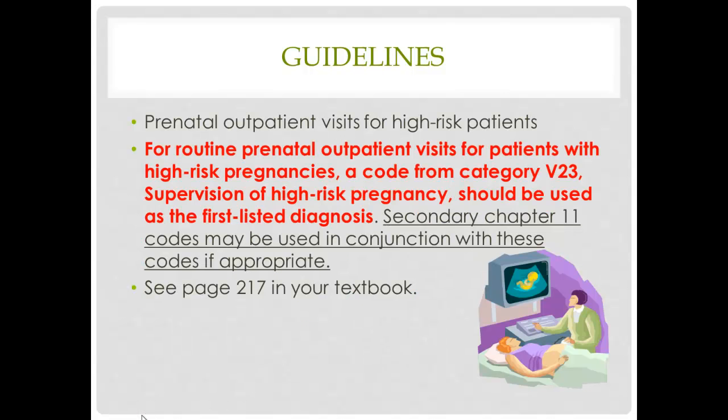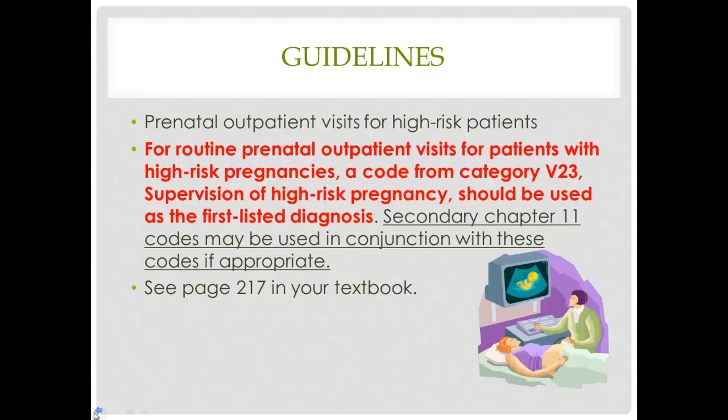Now, if the patient is high risk, there is a code for that. The guideline states for routine prenatal outpatient visits for patients with high risk pregnancy, their code should come from category V23. So notice that this is a routine visit, but she's just high risk. So her code would be V23. Again, the guidelines change. Because she's high risk, you can use your Chapter 11 codes with the V23 code. And again, you can refer to page 217 in your textbook for more information.